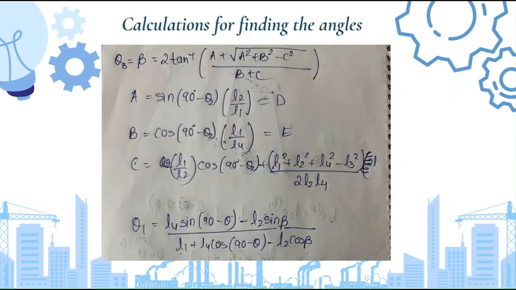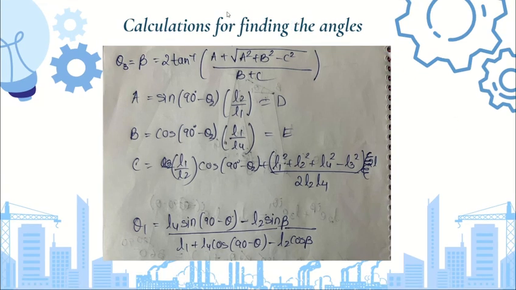Moving to the calculation, this slide shows the equation used to determine the angles mathematically. We compute beta using a tangent-based expression derived from the geometry of the linkage. The terms A, B, and C come from trigonometric relationships involving link lengths and the input angle theta. Once beta is obtained, we use it in the equation at the bottom to find theta 1, the angle of link 3 relative to the ground. These equations allow us to simulate the mechanism and predict the gate opening for any given tilt angle.